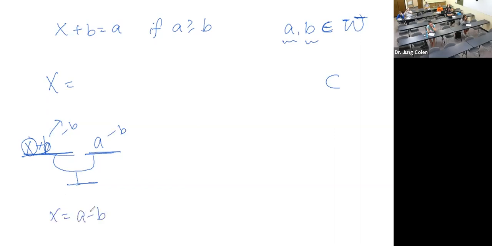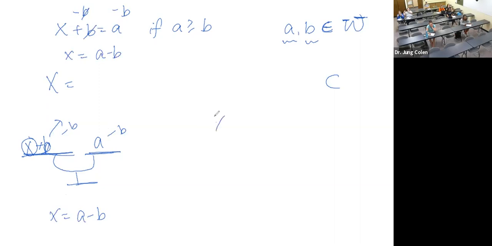You can connect this idea to algebraic thinking later: you can add the same number or subtract the same number on both sides, and the balance doesn't change. We can do x is equal to a minus b there.